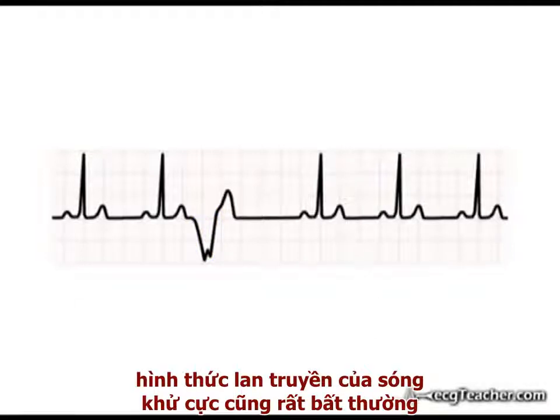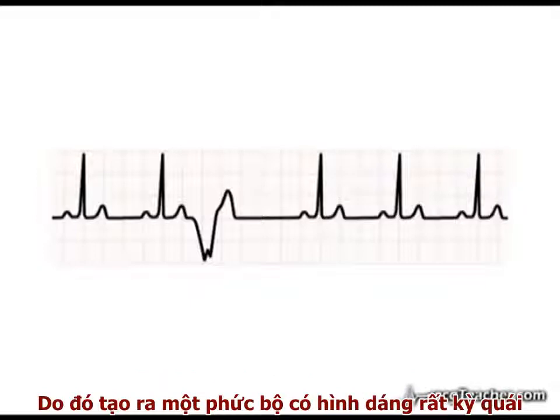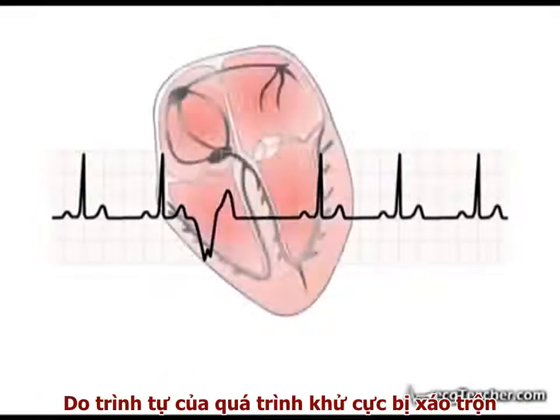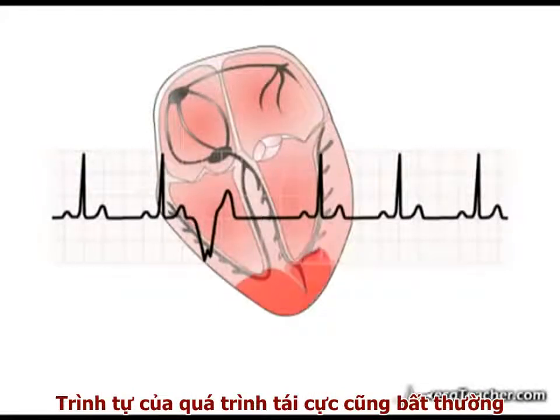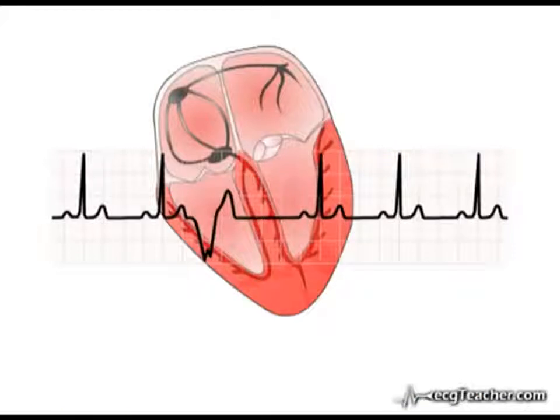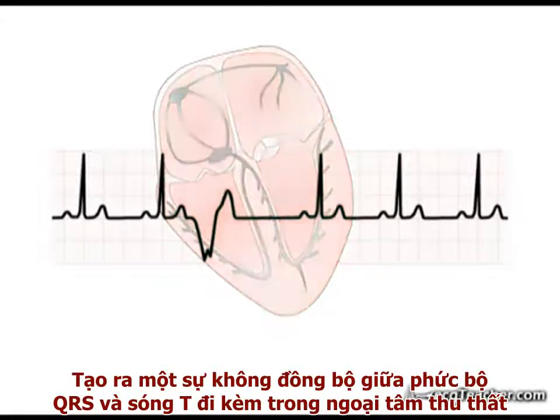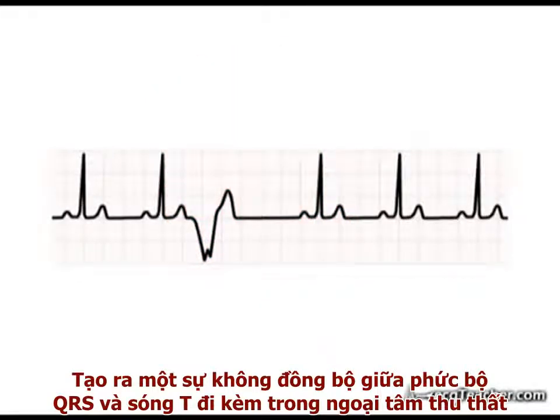Note also that the pattern of spread of depolarization is highly abnormal, producing a complex of bizarre shape. As the sequence of depolarization is deranged, the pattern of repolarization is also abnormal, manifesting as a lack of concordance between the ectopic QRS complex and the associated T wave.